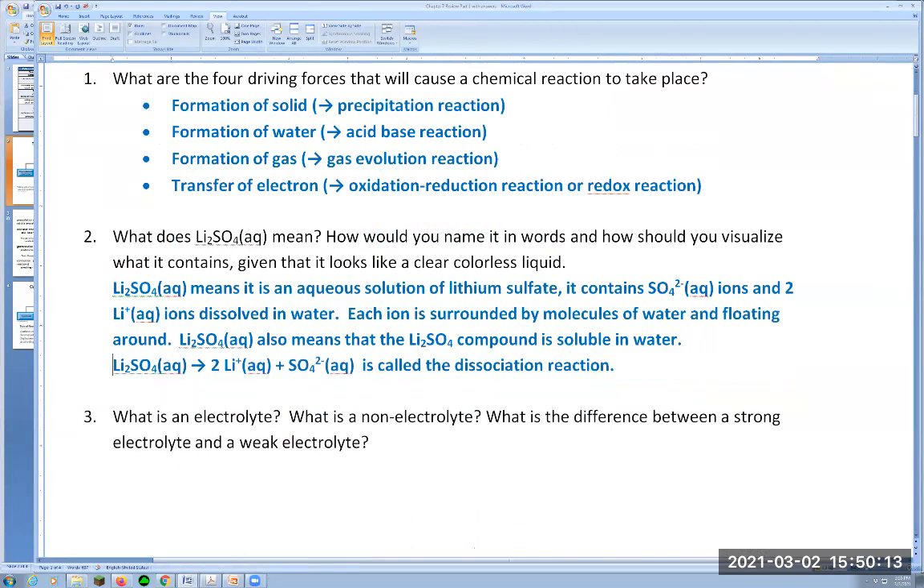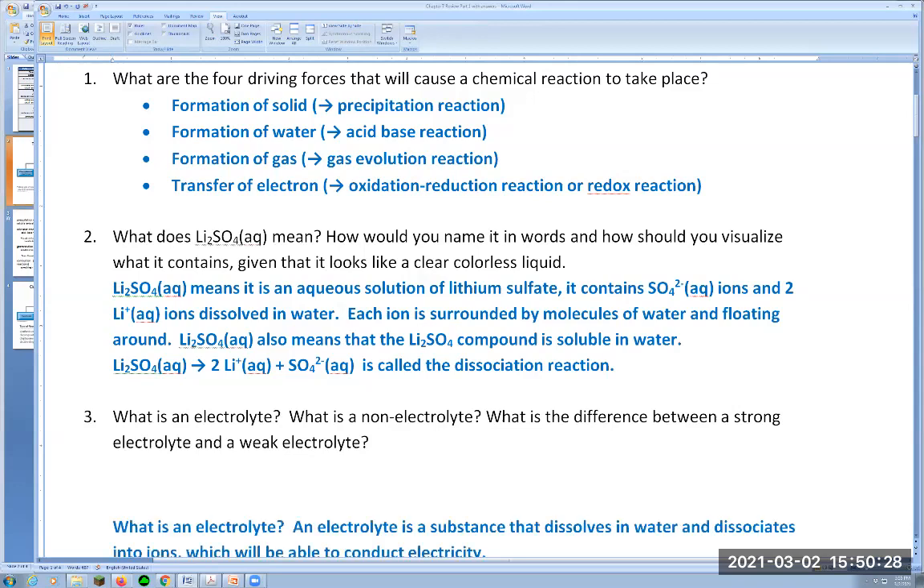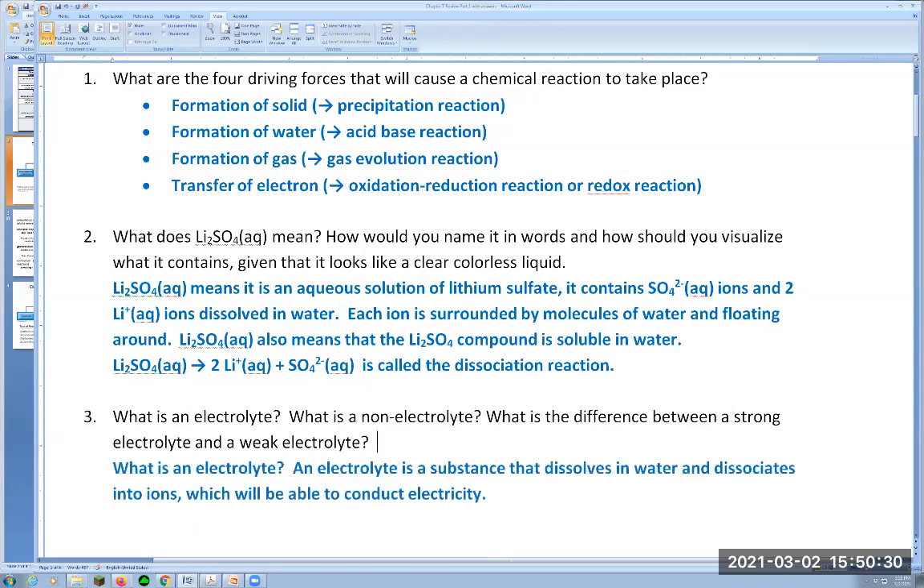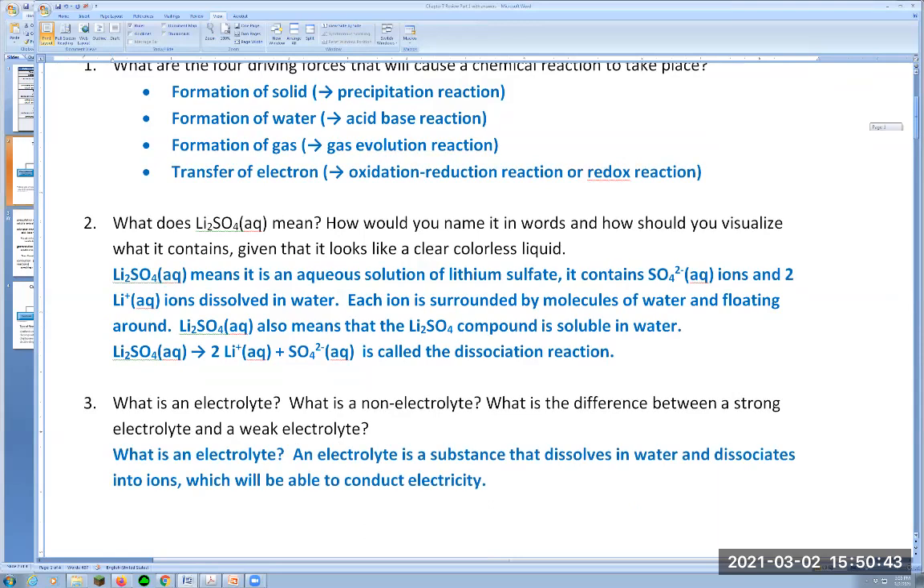So now question 3, what is an electrolyte? What is a non-electrolyte? What is the difference between a strong electrolyte and a weak electrolyte? So first, let's answer what is an electrolyte. So an electrolyte is a substance that dissolves in water and dissociates into ions. And those ions will be able to conduct electricity. So that's why, in the root of the name electrolyte, there is electro, which refers to electricity.